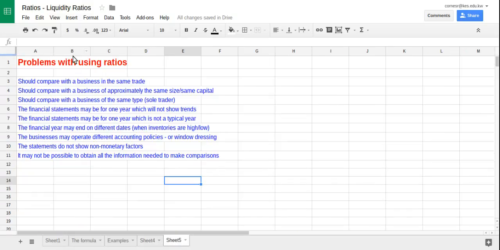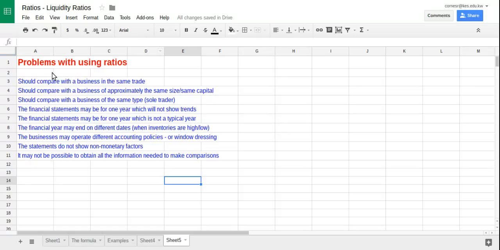So the final thing we need to cover very quickly is problems with using ratios. This is a very generic, very common exam question at both IGCSE, UK A level and international A level. Problems with using ratios: you really need to compare with businesses in the same trade. So if I was looking at Coca-Cola and Toyota cars, I couldn't really compare those businesses using ratios. They should also be of a similar size and with the same amount of money invested in them. So it's very hard to compare a small corner shop with a supermarket.